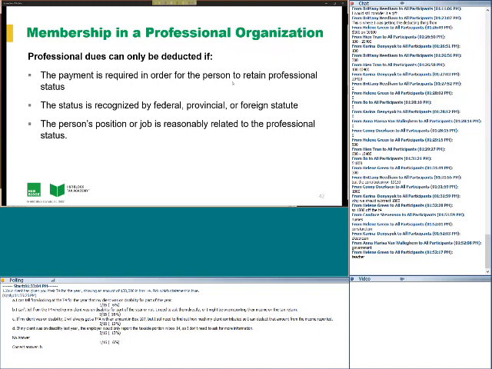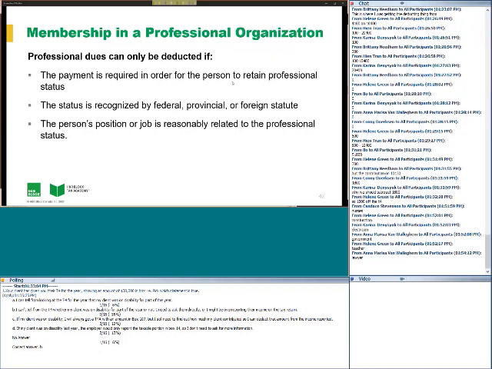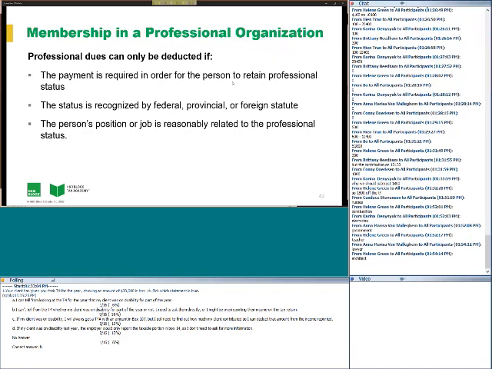Okay? And the job they're doing has to be related to the membership. So that's easier. Usually you're not a member of a profession if you're not working in that profession. But the really critical thing is it has to be required by law. Can anyone name some things where you have to be a member of an organization to practice?